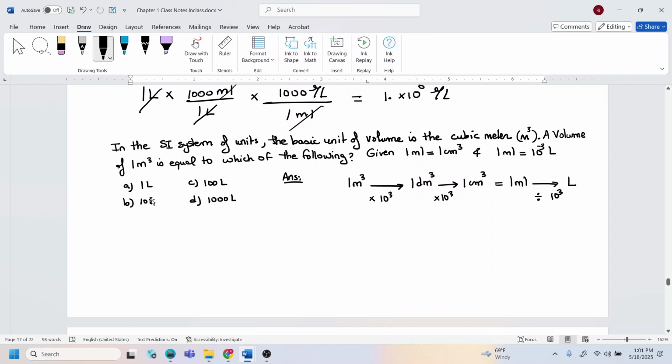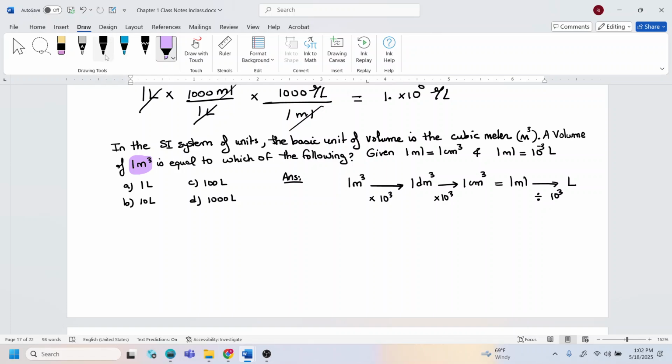So you see, all my answers are in liters. So I would need to change the 1 meter cube into a centimeter cubed. And then from the centimeter cubed, I need to simply change that into a mil, then into a liter. So I'm going to start with whatever is given for me, which is the 1 meter cubed.